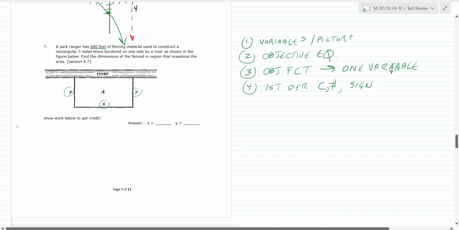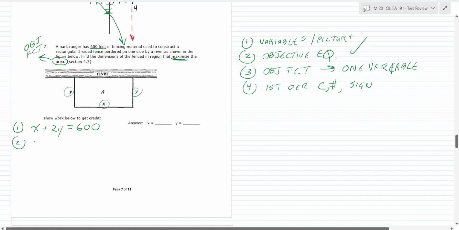When we do the objective equation, well, what's that going to do? That's going to just be saying, let's find the perimeter. Well, the perimeter would be found by adding these three sides up, and we know that that adds up to 600. So see, that's your objective equation right there. Now, if you read on, it says find the dimensions of the fenced region that maximize the area. So since that's area, that is going to be your objective function, an area function.